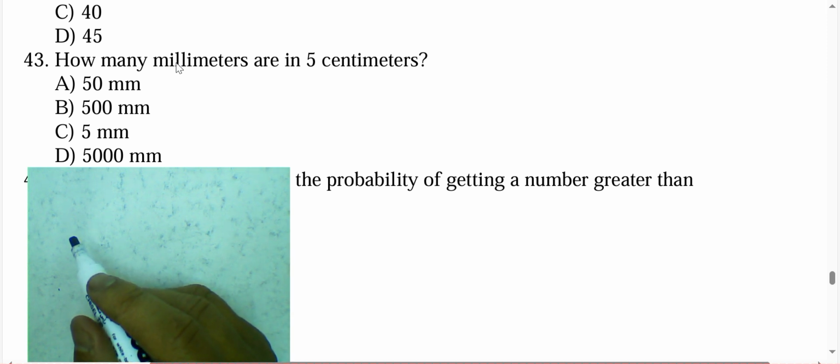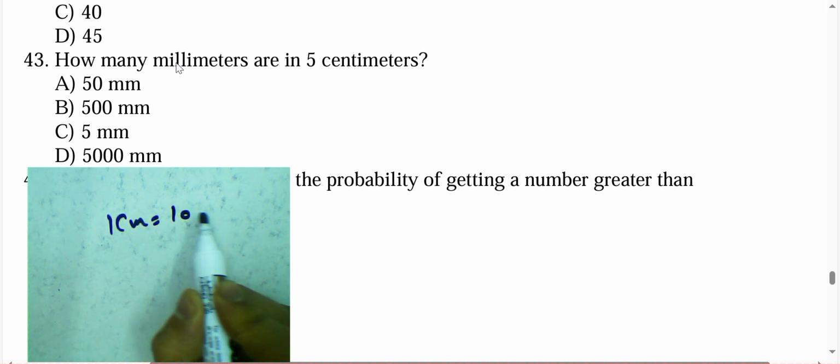Next question, number 43. How many millimeters are in a centimeter? We know 1 centimeter equals 10 millimeters.